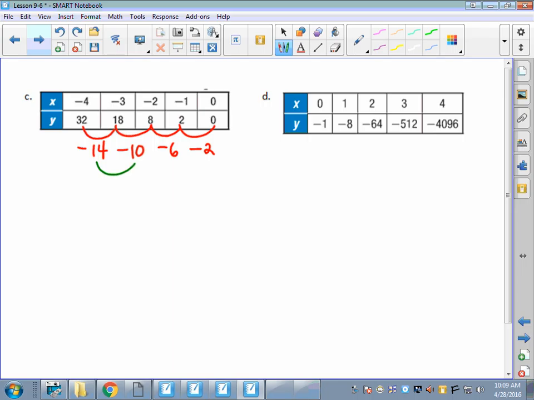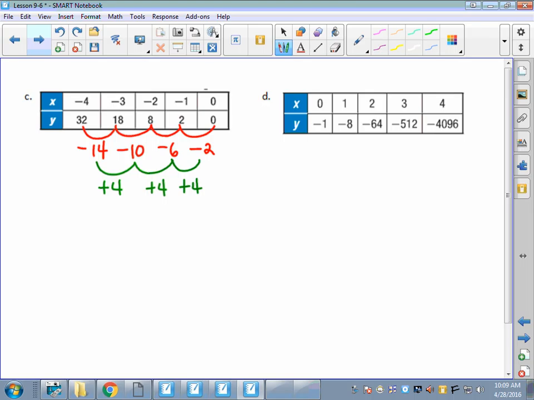So let's check our second differences. -14 to -10. That's adding 4, right? -10 to -6. And remember, if I'm going to a calculator, I would do -6 minus -10. That gets me that +4. So if you're figuring this second difference, you do -2 minus -6.